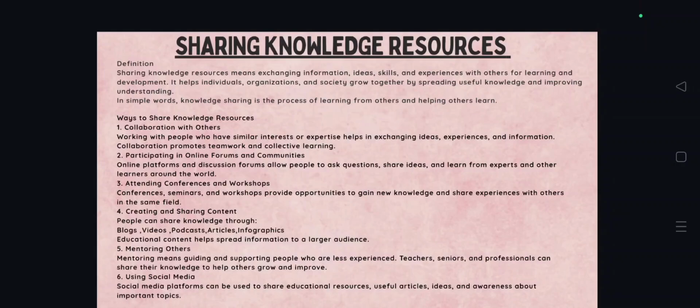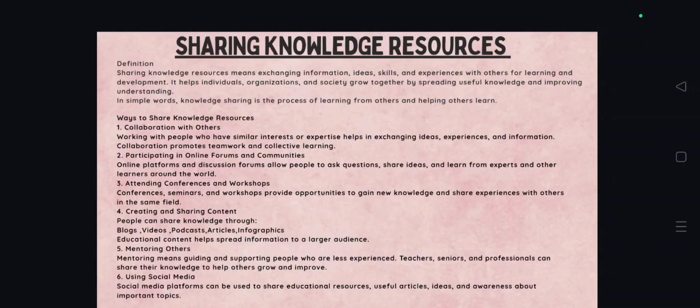Second is participating in online forums and communities. Online platforms and discussions allow people to ask questions and share ideas. Social media can be taken as a negative thing, but as a positive thing as well, because social media involves a lot of information that can help us gain knowledge. We can talk to different kinds of people, ask questions, share ideas, and learn from other people and experts.